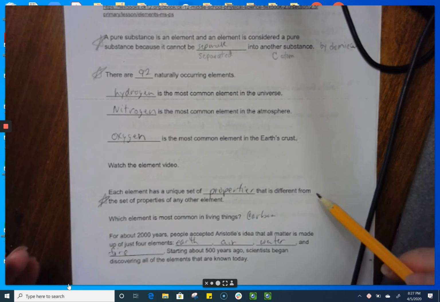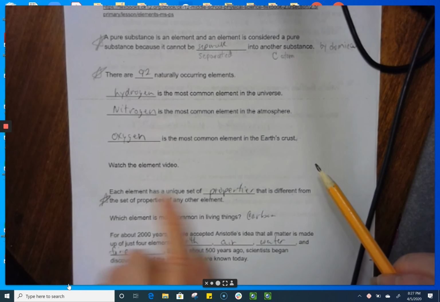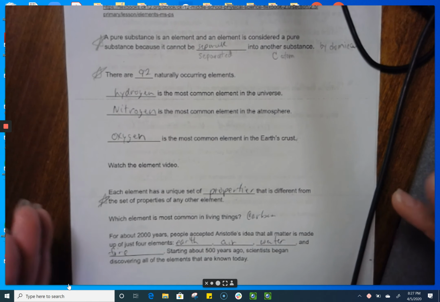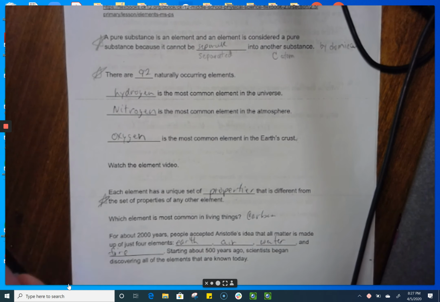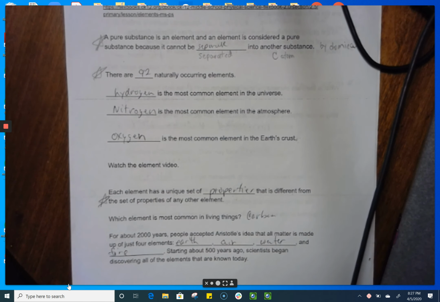So therefore, when we talk about properties, the elements have a unique set of chemical and physical properties that's different from every other element. There may be some similarities, but they're not all exactly alike because that one proton difference between one element and the next one changes that particular atom, as well as the number of electrons too.